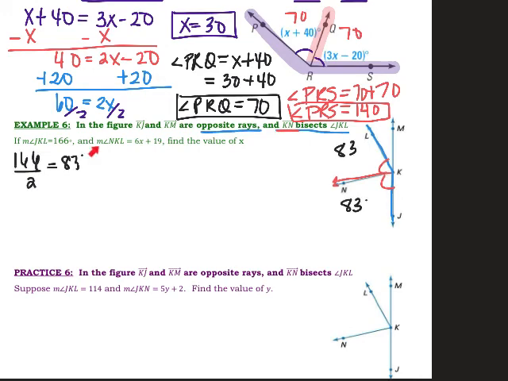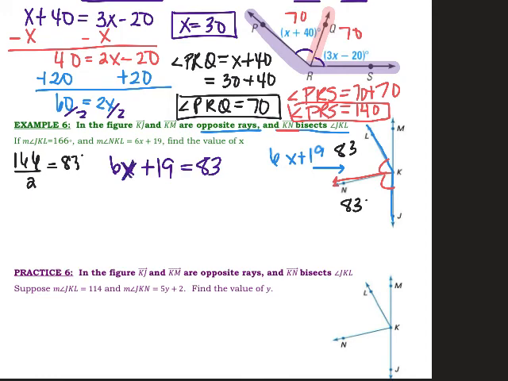The next piece of information they give us is that NKL is 6x plus 19. This one right here is 6x plus 19, this angle right there. Well, we already know what it should equal. What should this equal? 83, and that's how you're going to set them equal. You're going to say 6x plus 19 should be 83. So all we have to figure out is what the x is.